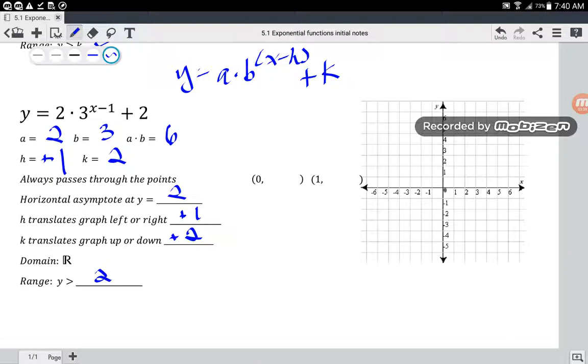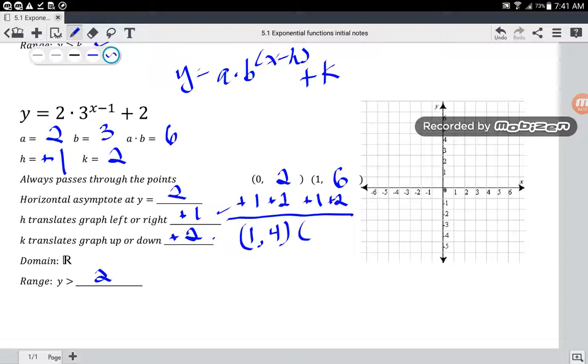So I'm going to start off with these 2 initial points, (0, a) and (1, a times b). But I'm not going to graph these. I'm going to graph the translated points. Since I have h, which is affecting the x, I'm going to add 1 to the x coordinate. I have k, which is affecting the y, and it's positive, so I'm going to add 2 to the y coordinates. These new points are what I'm going to graph. 0 plus 1 is 1, 2 plus 2 is 4, 1 plus 1 is 2, and 6 plus 2 is 8.